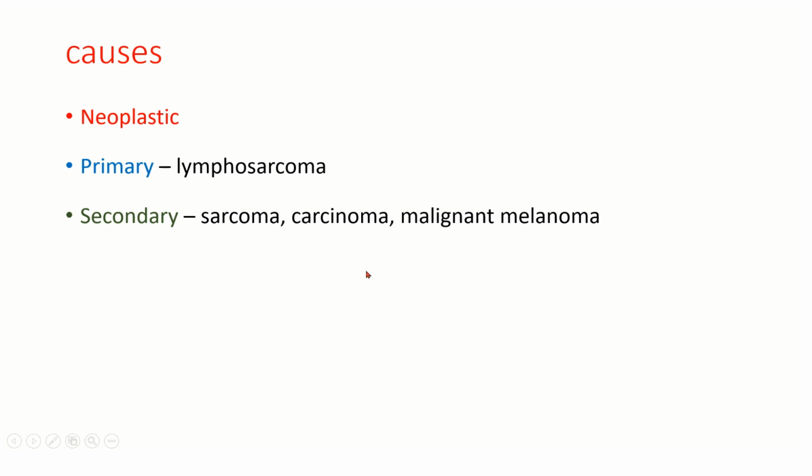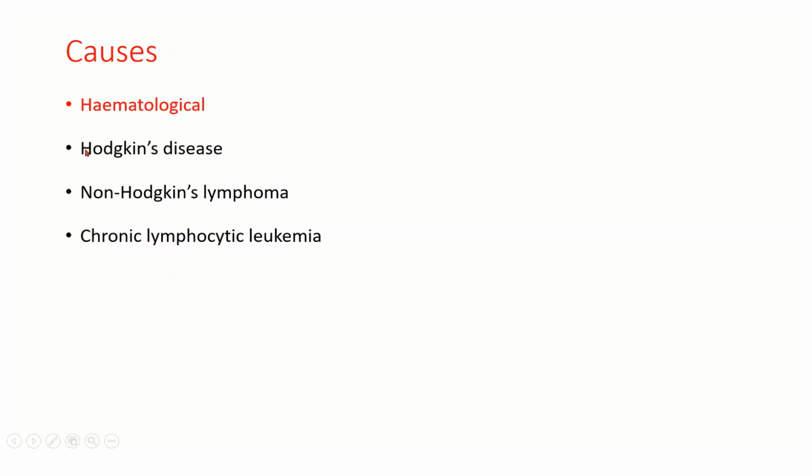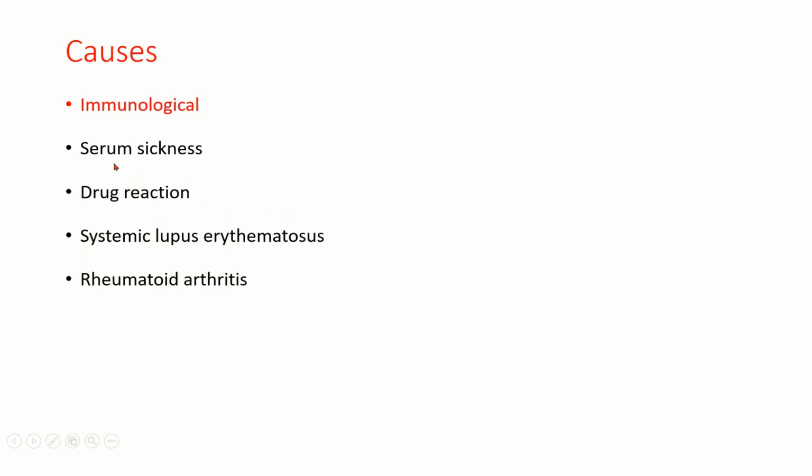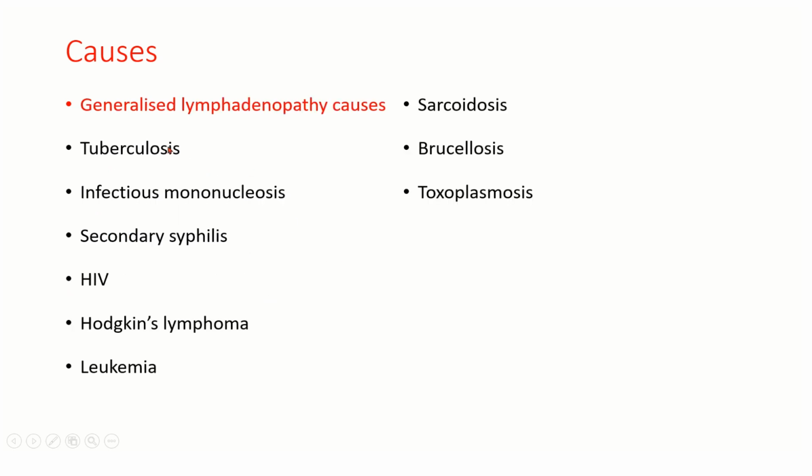In secondary, the primary cancer is in a local viscus and metastasis from that viscus to the regional lymph nodes results in secondary malignancies. Hematological causes are Hodgkin's lymphoma, non-Hodgkin's lymphoma, and chronic lymphocytic leukemia. You can also see immunological causes like serum sickness, drug reaction, systemic lupus erythematosus, and rheumatoid arthritis. Generalized lymphadenopathy causes are tuberculosis, infectious mononucleosis, secondary syphilis, HIV, Hodgkin's lymphoma, leukemia, sarcoidosis, brucellosis, toxoplasmosis, and the list goes on.